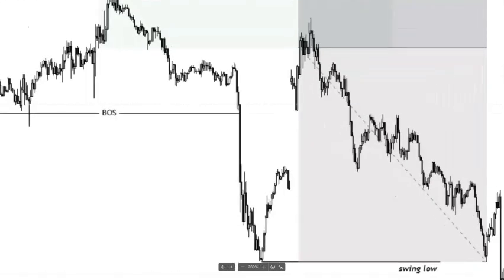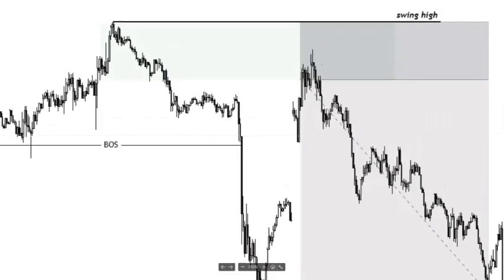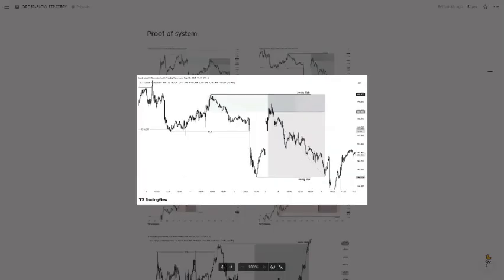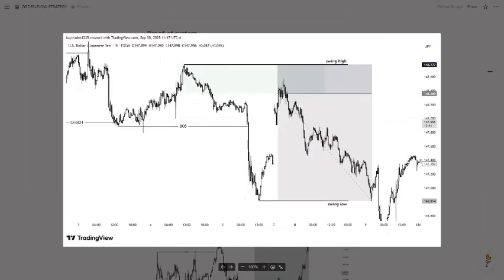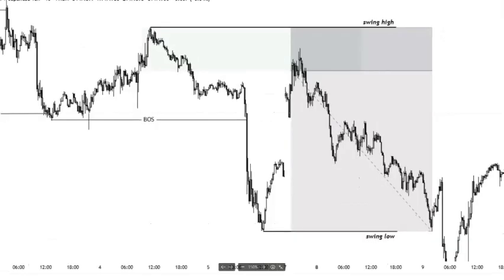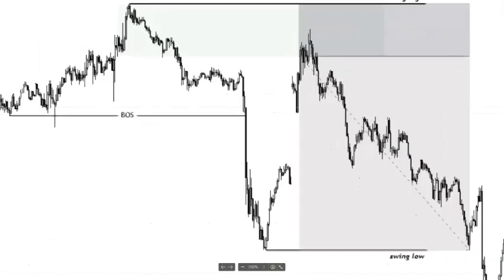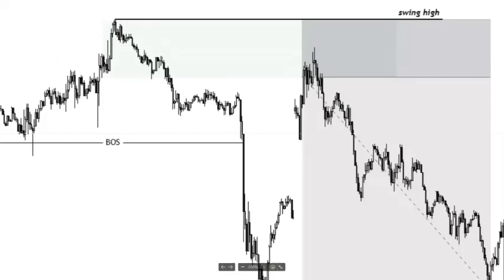My entry was supposed to be at this level. So what's the first step? Determine trend direction. We know we are bearish. We had a change of character. Now we just had a break of structure. This is confirmed. Second thing is, where is our trading range? Well, I've marked out my swing high and my swing low. That's good. Now third, mark out order flow within that range.